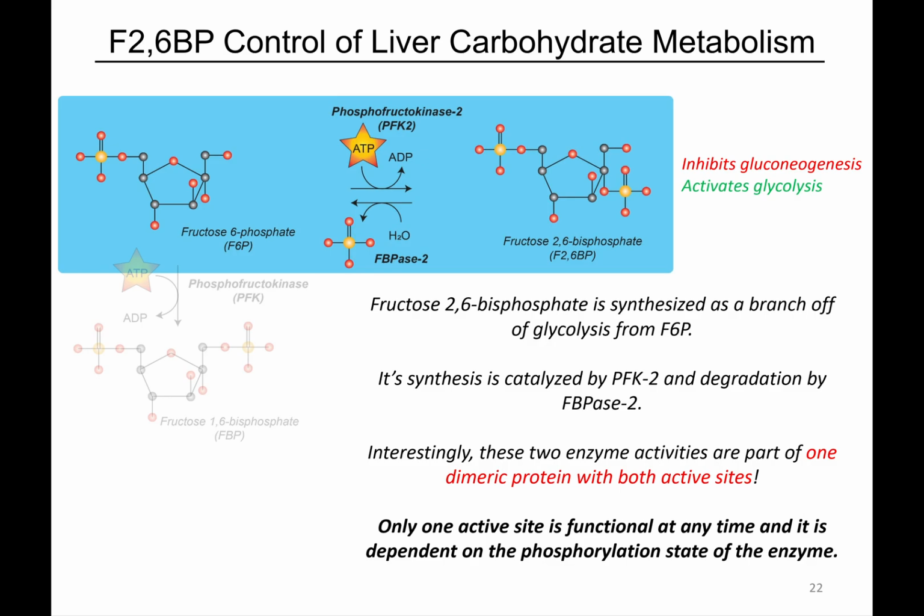These two enzymes, so PFK2 and FBPase2, the enzymes that are responsible for making F26BP or degrading F26BP, are part of the same enzyme. Okay? One enzyme, two activities. And which activity is active, which enzyme active site is active, depends on the phosphorylation state of the enzyme. Okay? When a phosphate is added, it activates one domain. When the phosphate is removed, it activates the other domain. And this is the link to insulin and glucagon signaling.